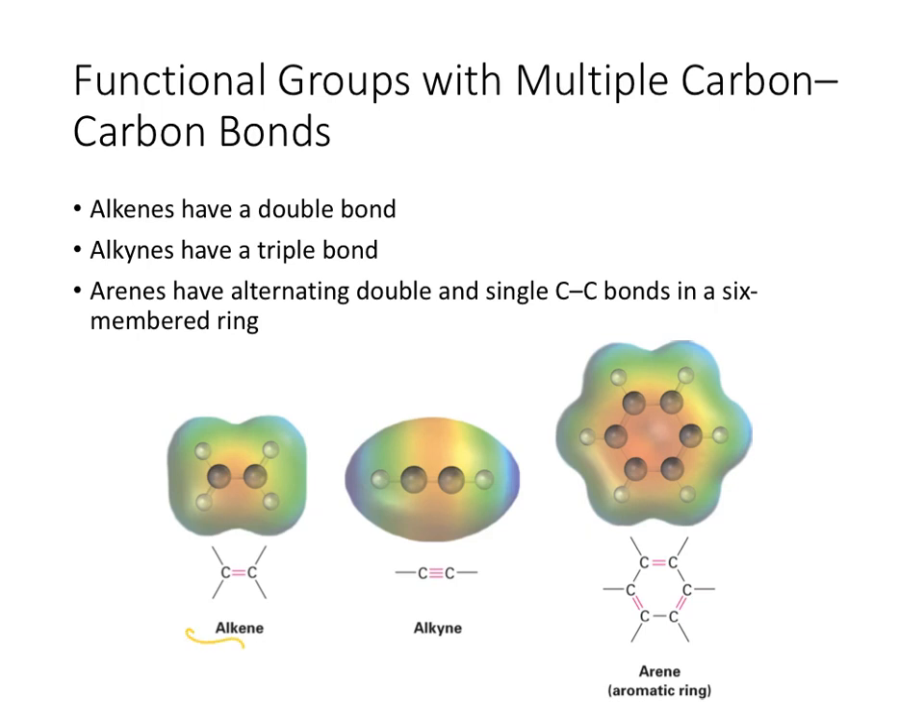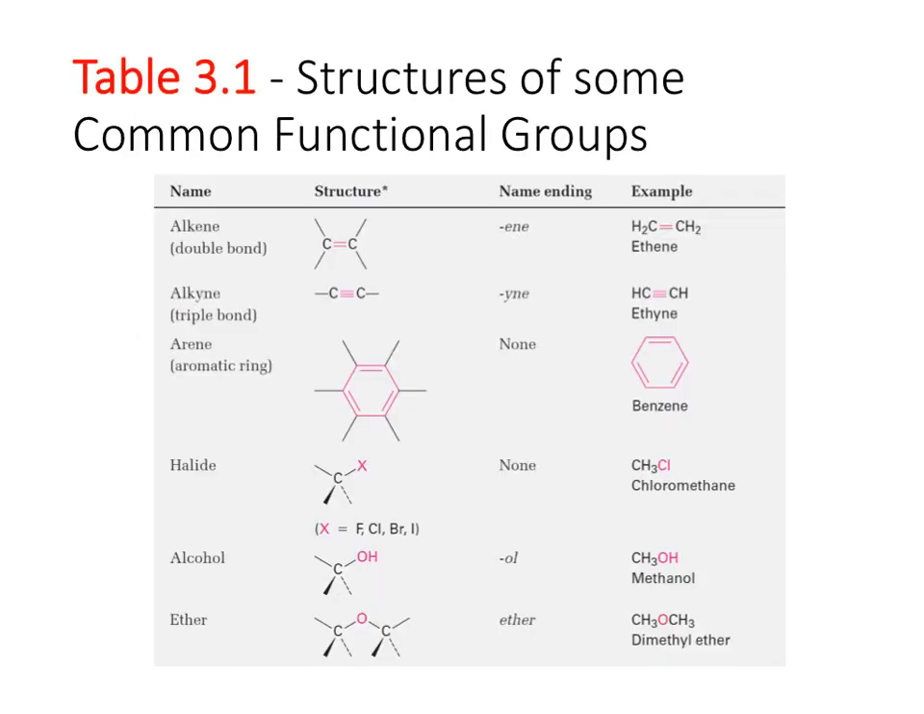An alkene is what we call a carbon-carbon double bond. A carbon-carbon triple bond is given the name alkyne, and an arene, or an aromatic ring, is a ring with alternating double and single bonds. Now I'm going to go through a list of different functional groups, and I recommend that you make flashcards because you want to commit these to memory. So alkene, alkyne, and arene I already discussed.